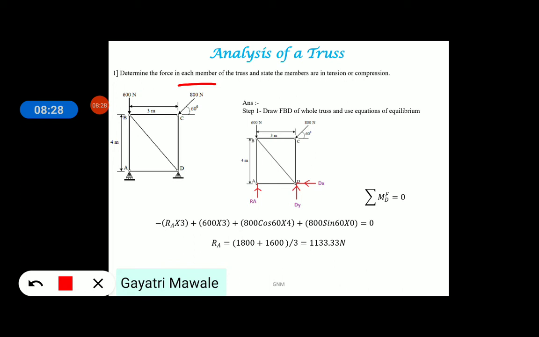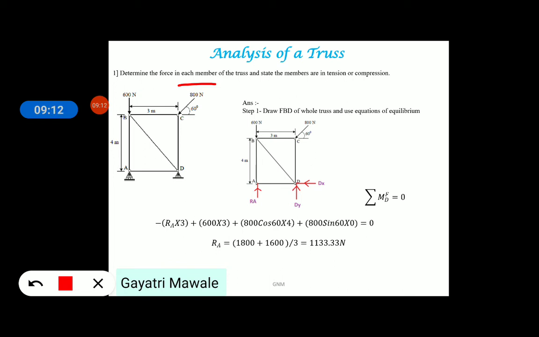So I will use first summation of moment of all forces about any point equals 0. I can take moment about D point as there are two unknowns. So moment of RA about D point will be RA into 3, and it will rotate clockwise about point D, so the moment is negative. Then 600 Newton force will rotate anti-clockwise about point D, and the moment is plus 600 into 3.